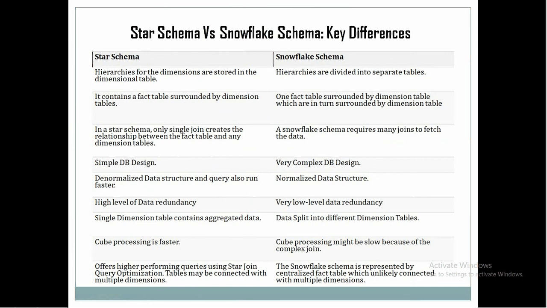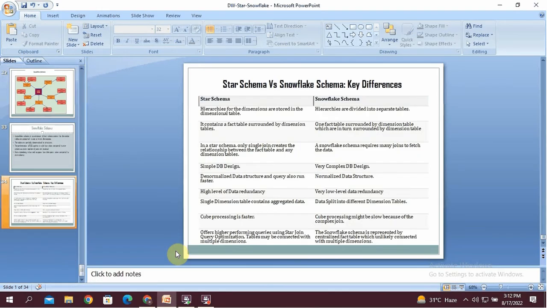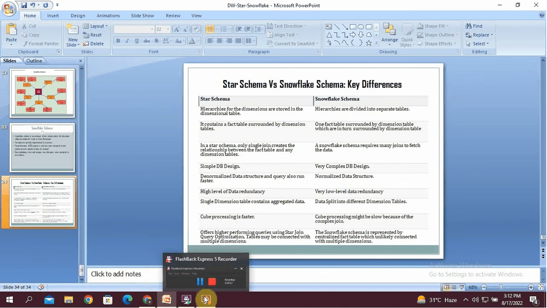Tables may be connected with multiple dimensions. In case of snowflake schema, it is represented by a centralized fact table which is likely connected with multiple dimensions.